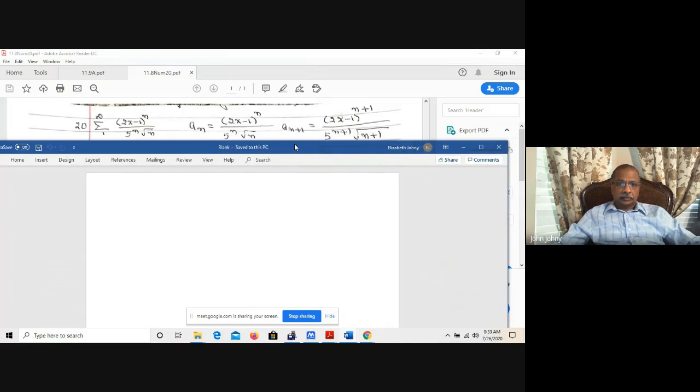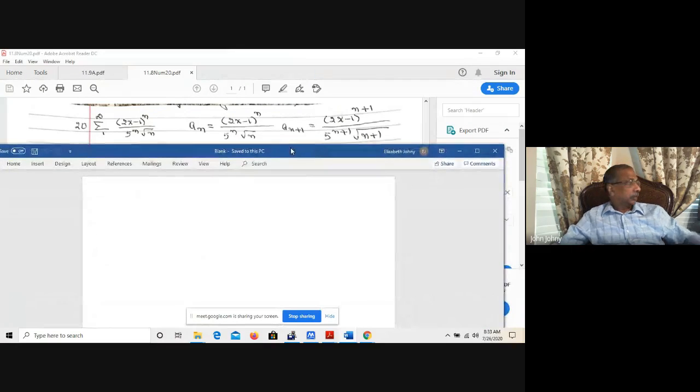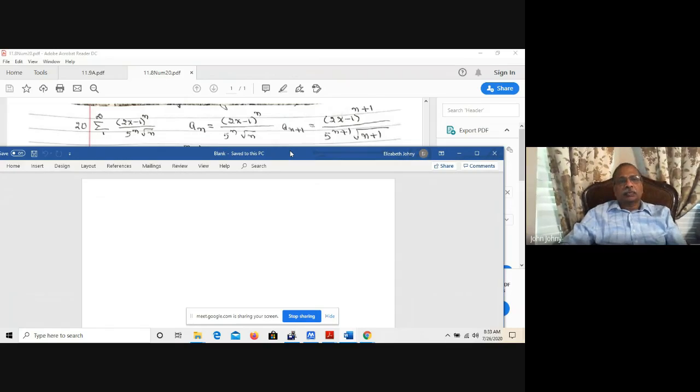The question is: find the radius of convergence and interval of convergence of the sum from n equals 1 to infinity of (2x minus 1) to the power of n divided by 5 to the power of n times square root of n. So a_n is equal to (2x minus 1) to the power of n divided by 5 to the power of n times square root of n.